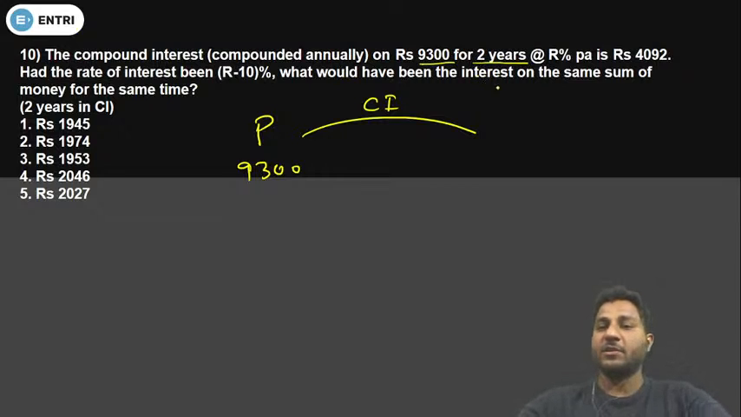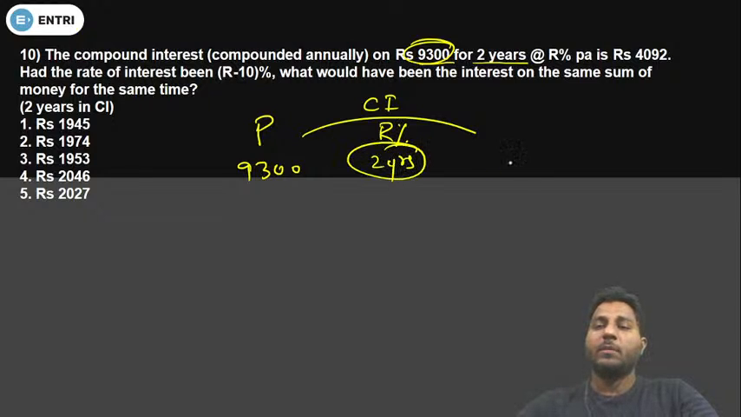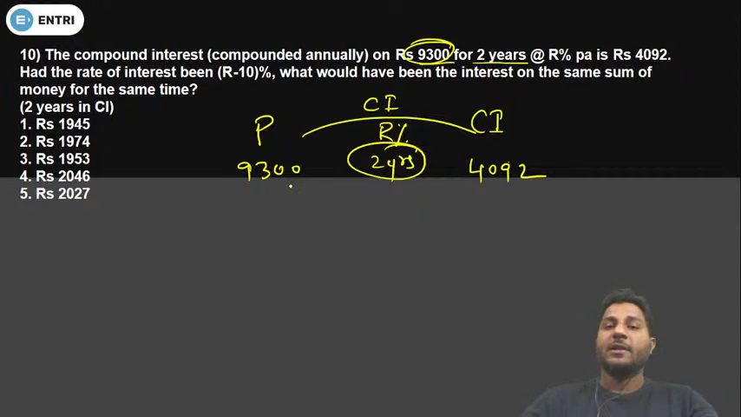Look at this. First you need to solve this question. Look, 9300 rupees after 2 years at R% per annum will become what? The compound interest will become 4092. Now how will you solve this?